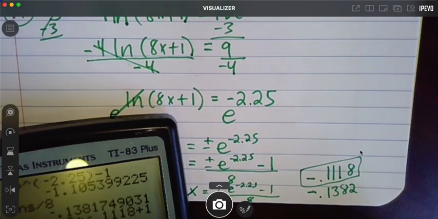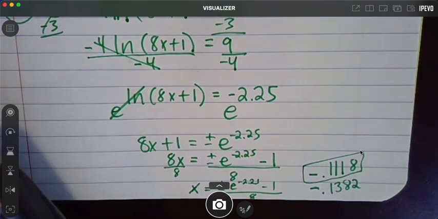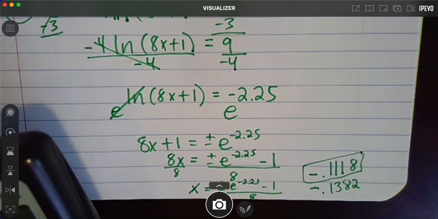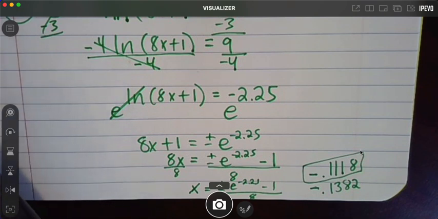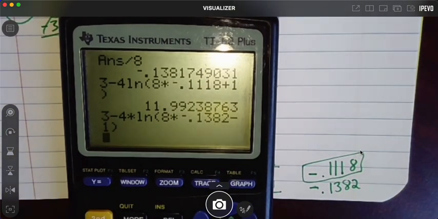Now let me try my other one. 3 minus 4 times the natural log of 8 times negative 0.1382 minus 1. And it tells me error, so I know it doesn't work. Here real quick is how I entered those in.